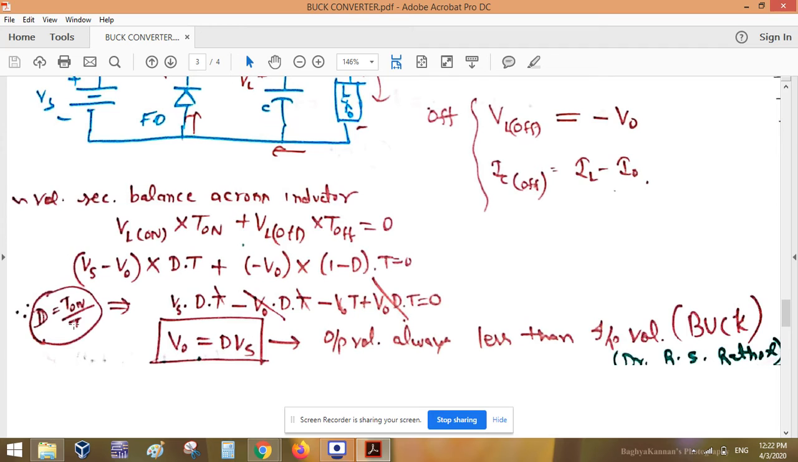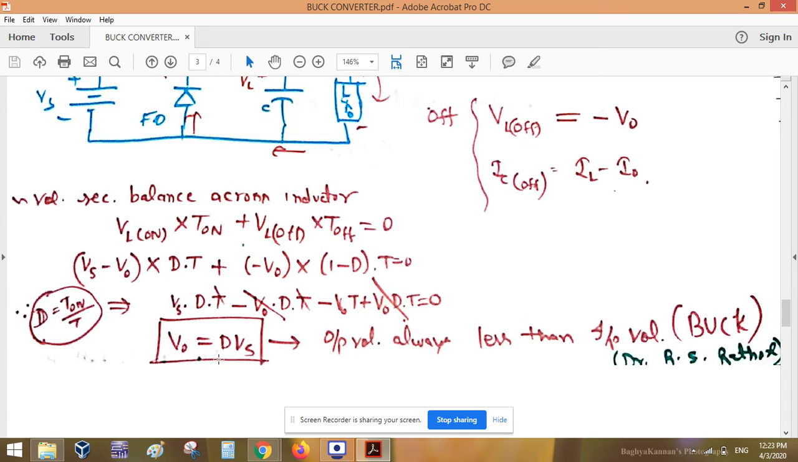So your T on is given by D into T. Just put the value D into T here also. T off is 1 minus D, that is, 1 minus the duty cycle, into T, equals 0. Solve it and you will get the output V out equal to D times VS. That means your output voltage is always less than the input voltage by the factor of D. The value of D ranges between 0 and 1, minimum 0, maximum 1, that is 100%.